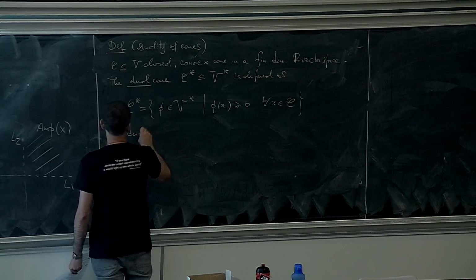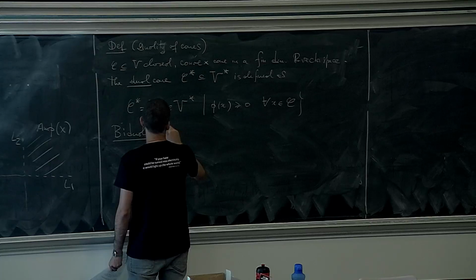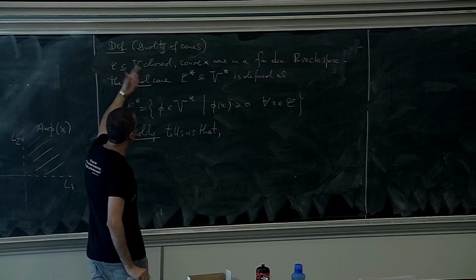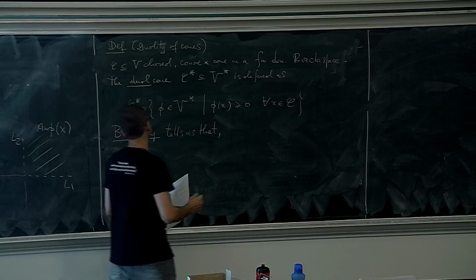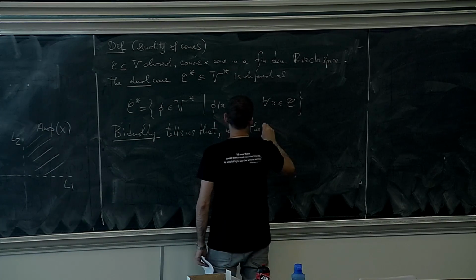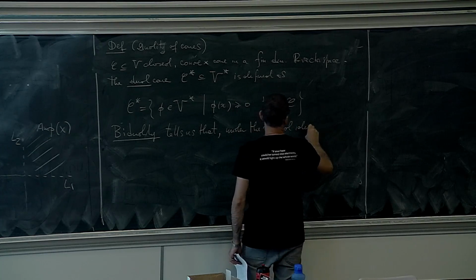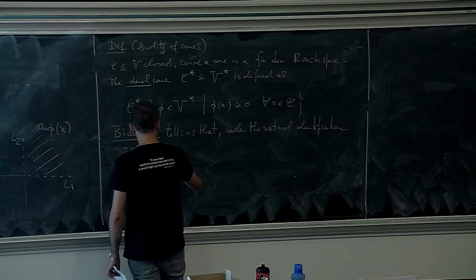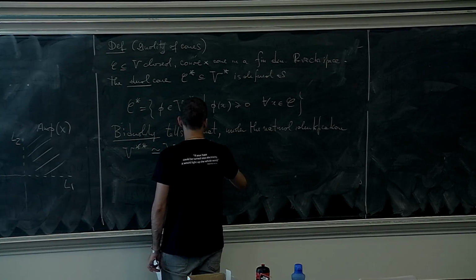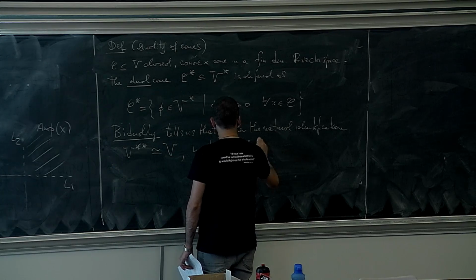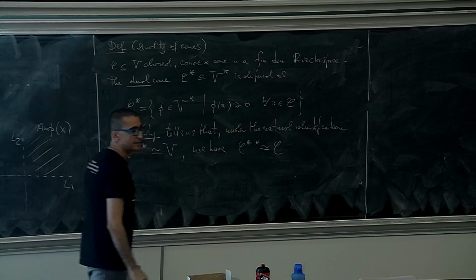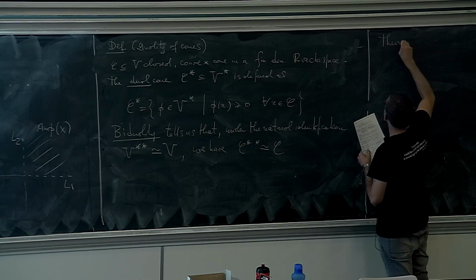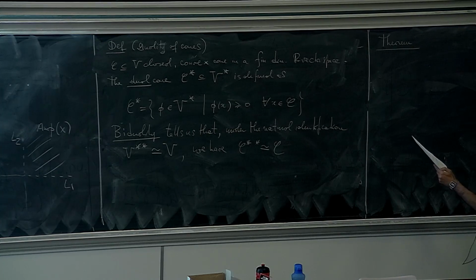Biduality tells us that we are in a finite dimensional case. So by biduality, V double star is naturally identified with V. So under the natural identification, we have that the bidual cone is identified with C. Theorem. This is Kleiman, if you want.